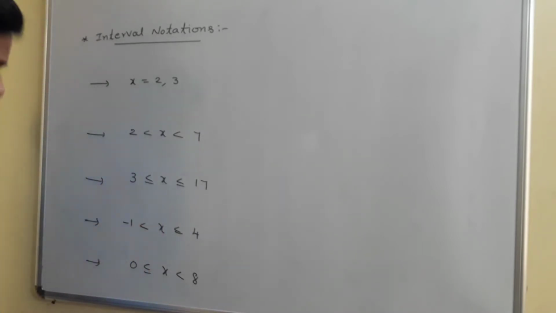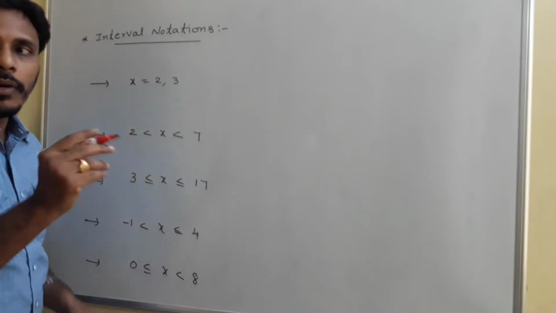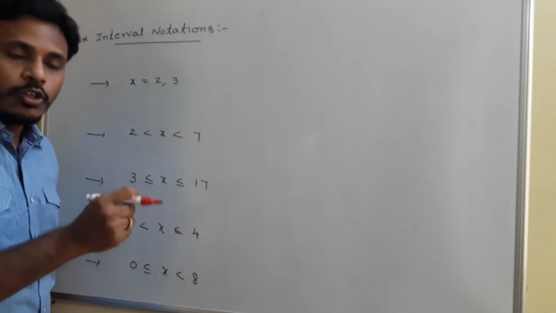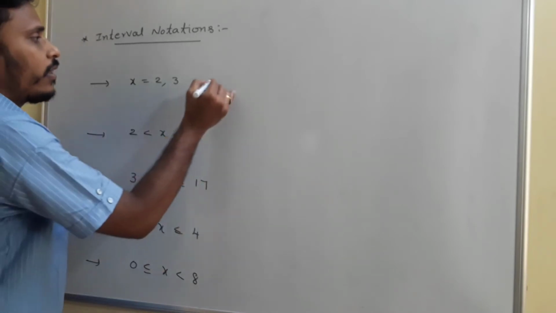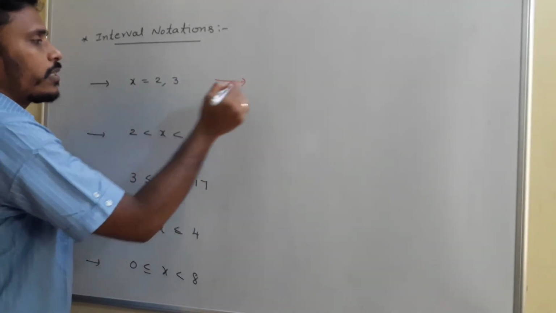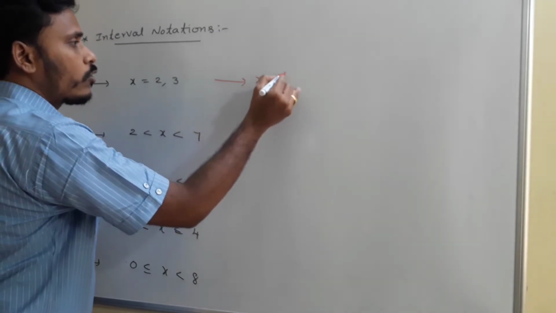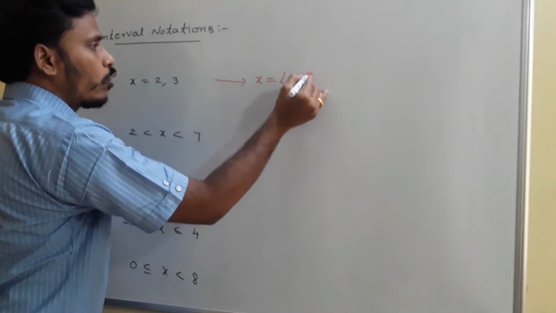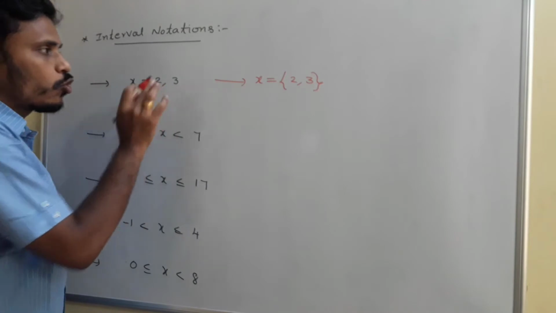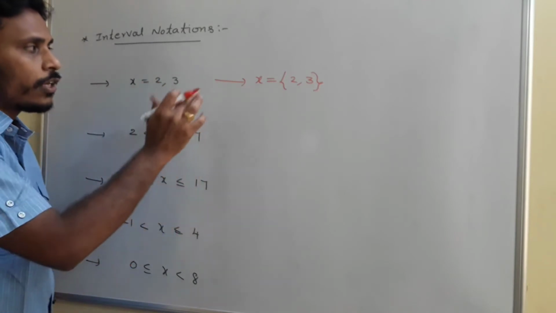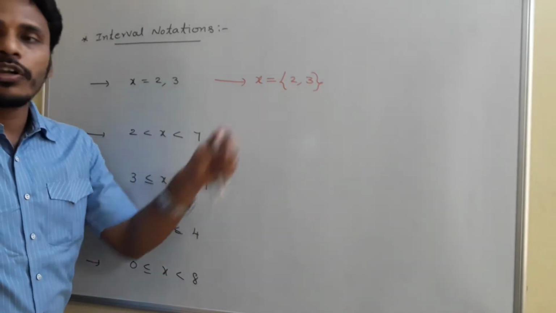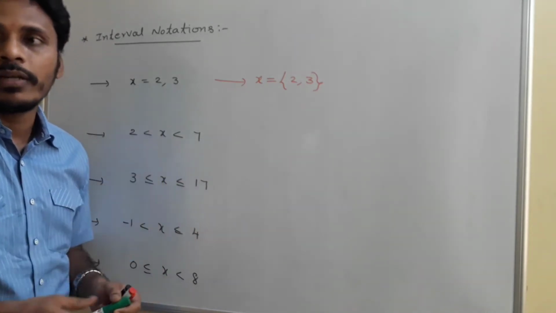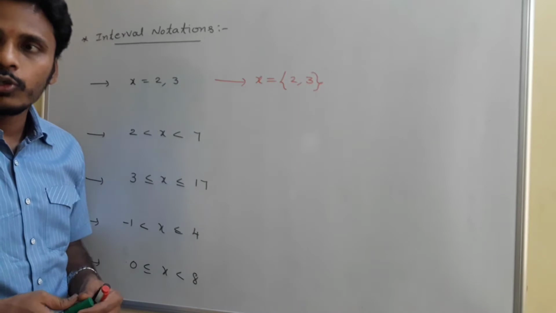If your values of x are 2, 3, so the possible values for x are just 2 or 3, then in this case it can be represented like this: x is equal to the set containing 2, 3. Your values are just 2 and 3, right? That's why your representation is x equals {2, 3}. This set notation we use to list out the possible values of x.